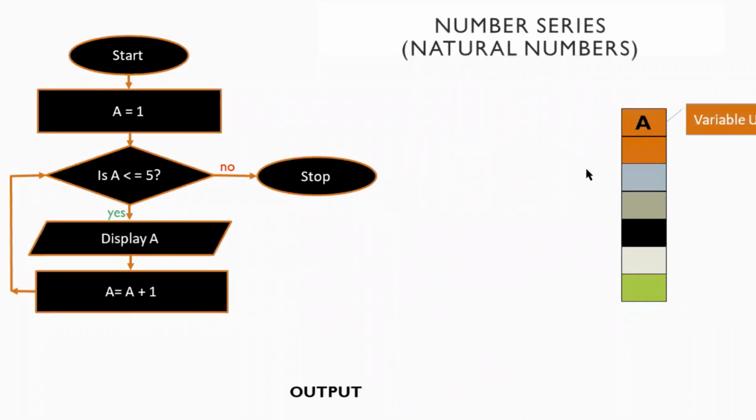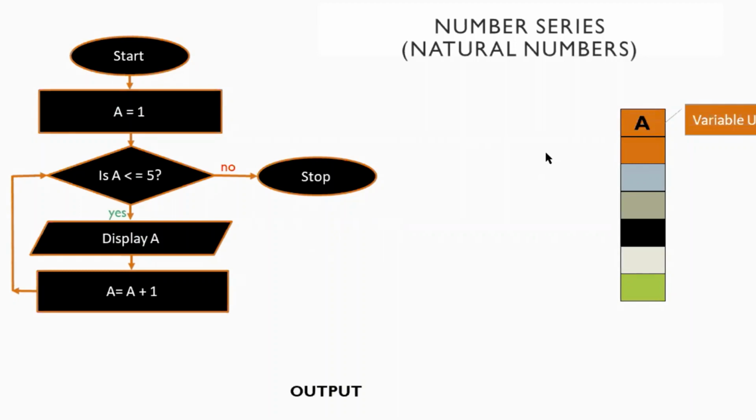So firstly, for number series, natural numbers. In this flowchart, I have designed it to display natural numbers from 1 to 5. And I'll guide you on how we are going to create a flowchart for natural numbers up to any number. So let us go through this flowchart. Here I have drawn a flowchart and I do have a trace table over here. I'm going to show my output down here in the output screen.